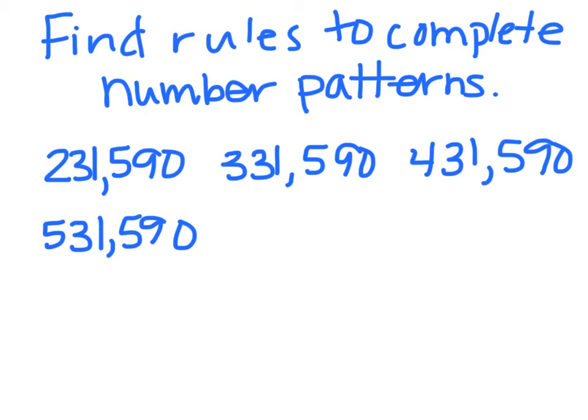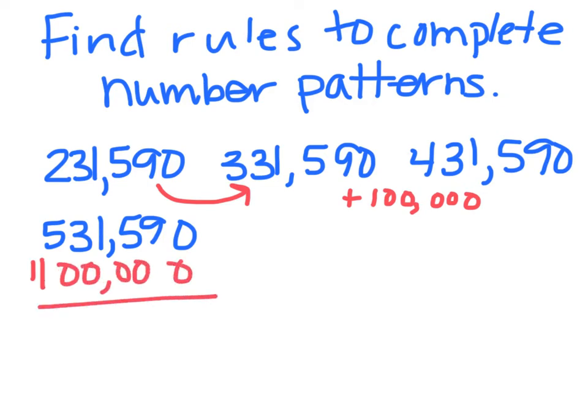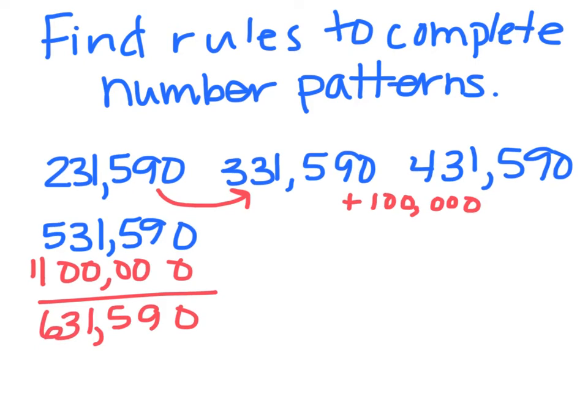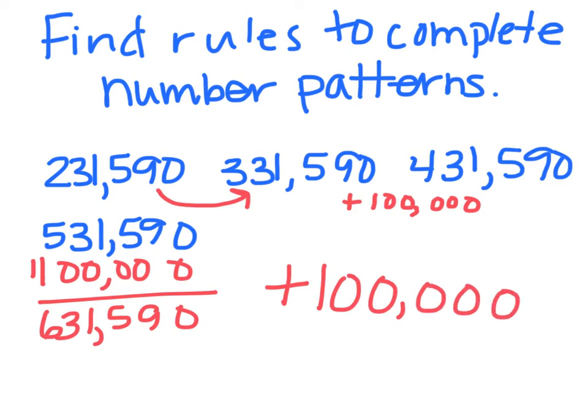You can see that we moved from 231,000 to 331,000 by adding 100,000. 200,000 to 300,000. We also added 100,000 to move from 331,000 to 431,000. And we added 100,000 to move to 531,590 from 431,590. So the next number in the pattern, if we add 100,000, is 631,590. So the rule for this pattern is plus 100,000, because to proceed through the pattern, we added 100,000 each time.